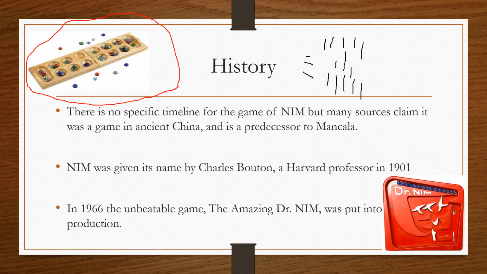So NIM was given its name by a Harvard professor in 1901. His name was Charles, I can't really pronounce his last name, but I'm going with Bouton. So NIM has been around for all these years, and it wasn't given a name until it was actually studied for its mathematical purpose by this Harvard math professor.